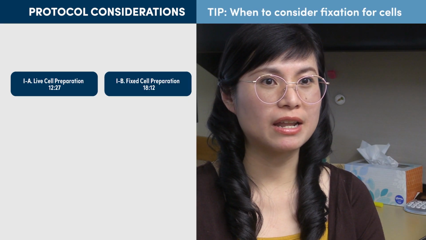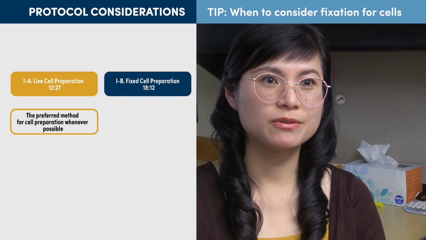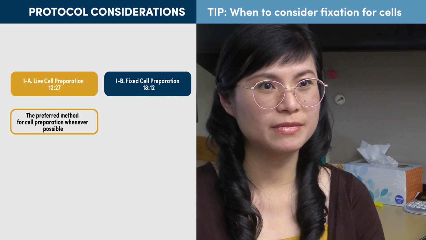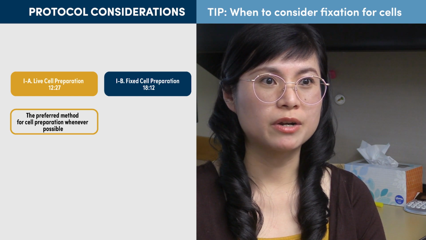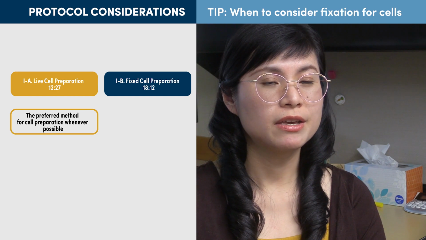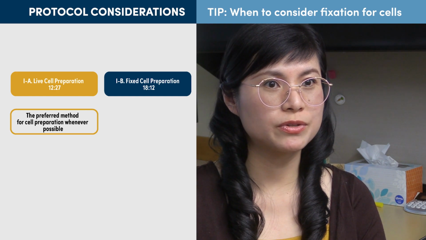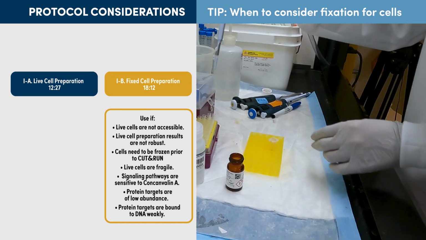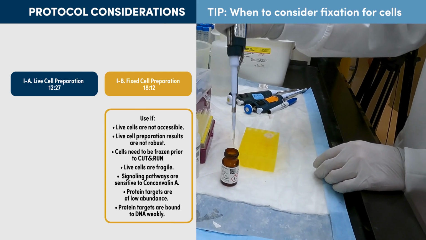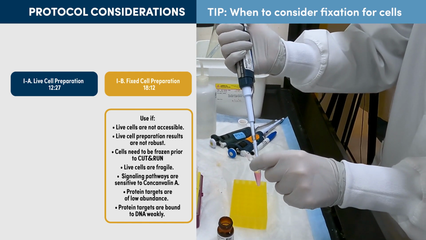When deciding between live versus fixed cell protocol variations, we advise using live cells whenever possible. If these are not accessible, or if the live cell preparation method in Section 1A fails to generate robust cut-and-run results, consider switching to the fixed cell preparation protocol in Section 1B, which uses a relatively light fixation method of 0.1% formaldehyde for 2 minutes.